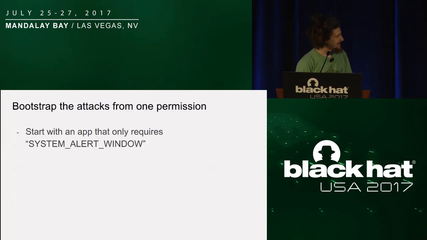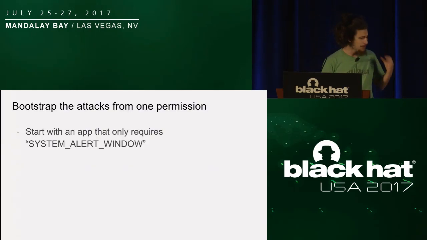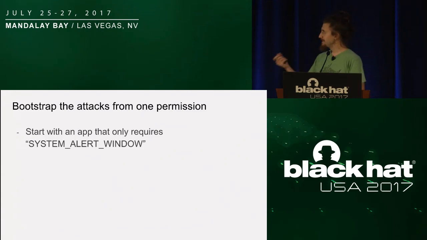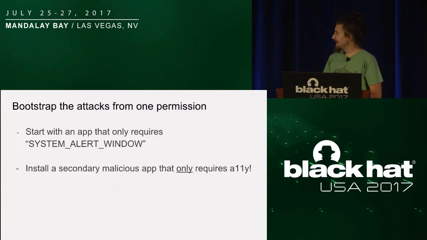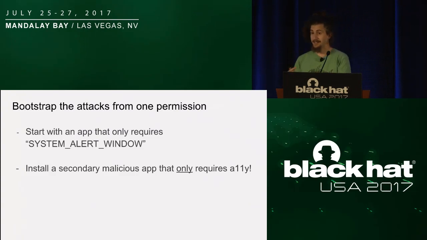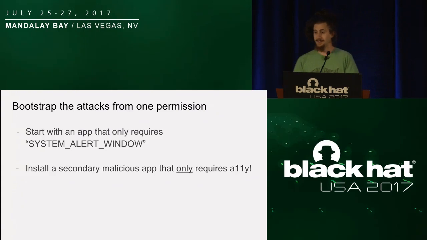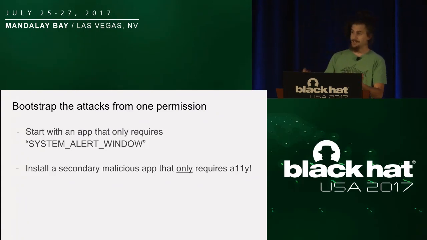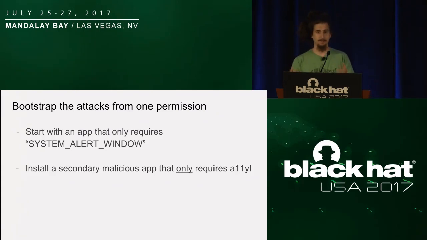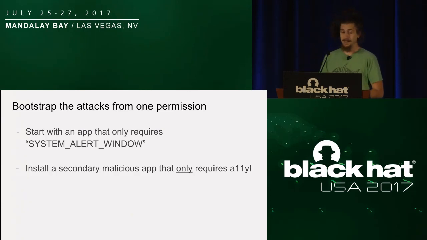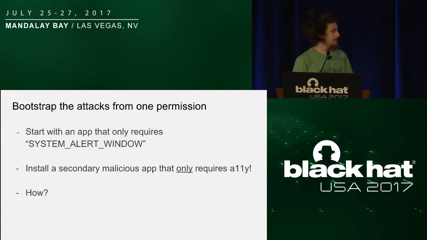The first part is that we found a way to bootstrap these attacks only with the system alert window. The point is that, once we have this application, the goal is to install a secondary application from the store where an accessibility service is required. So you get the first one, you install the second one, and then the first one can enable the accessibility service for the second one, and after this, these apps can actually play together and do the malicious activity by collaborating. So good luck with this. The question is, how do we do this, right?